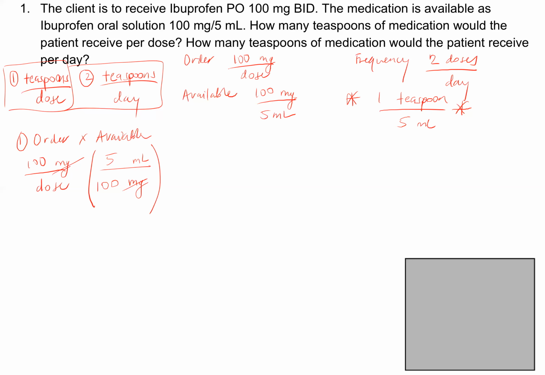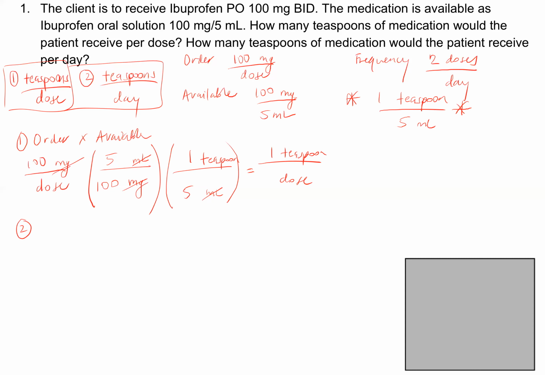However, we want to convert it into teaspoons. So you want the 5 mLs in the numerator, and you want 5 mLs in the denominator, so the mL units cancel, and you're left with teaspoon in the numerator. So 100 times 5 is 500, divided by 100 times 5 is 500, equals 1 teaspoon per dose. And that's the answer for the first part of the question.